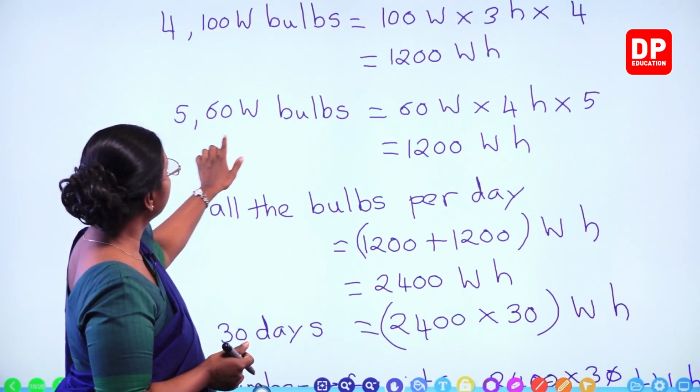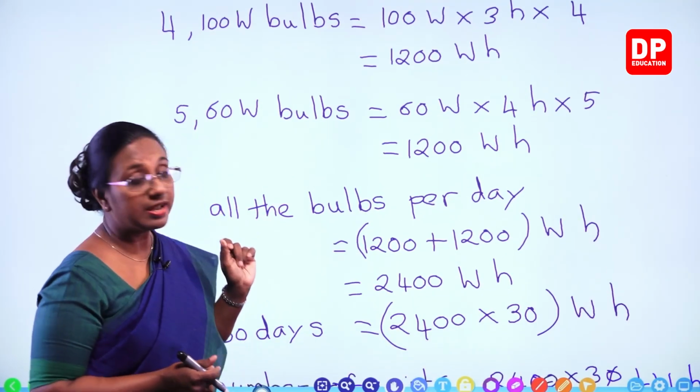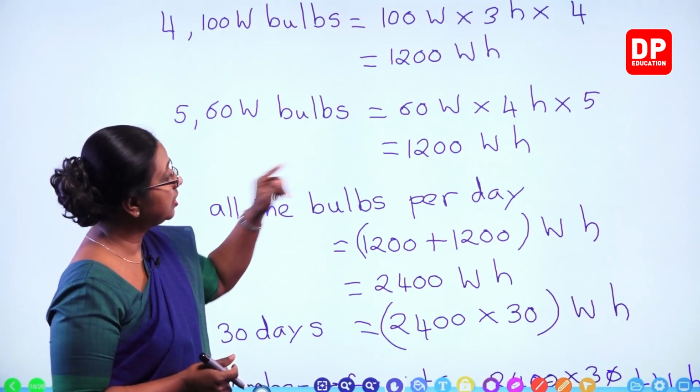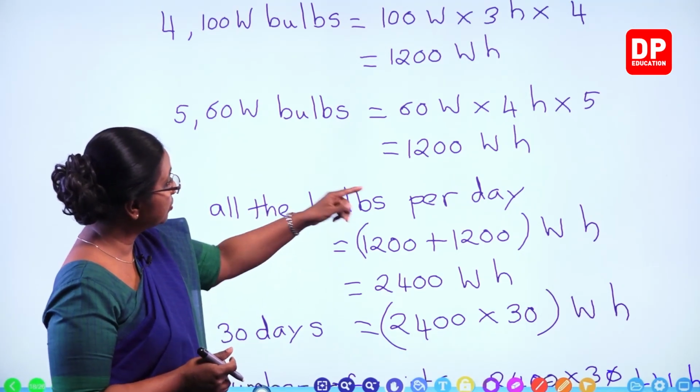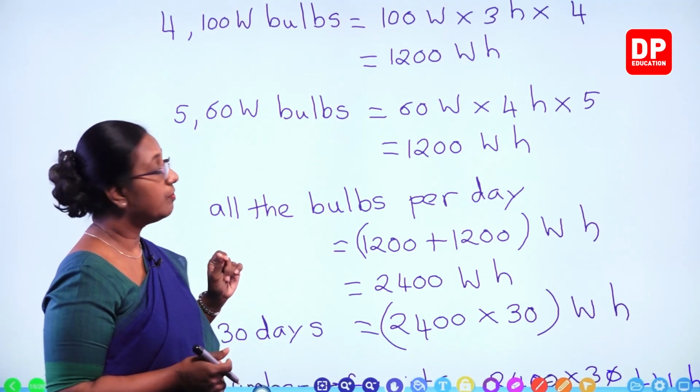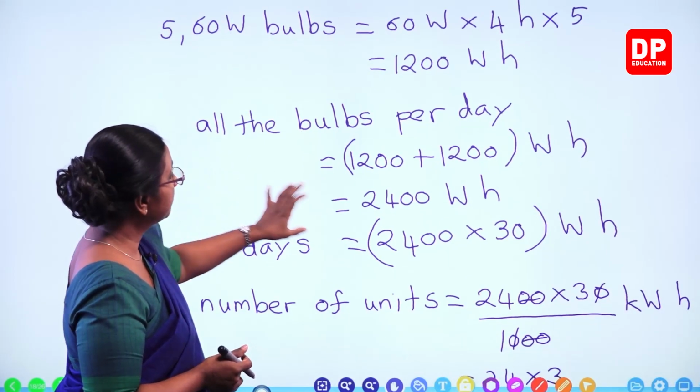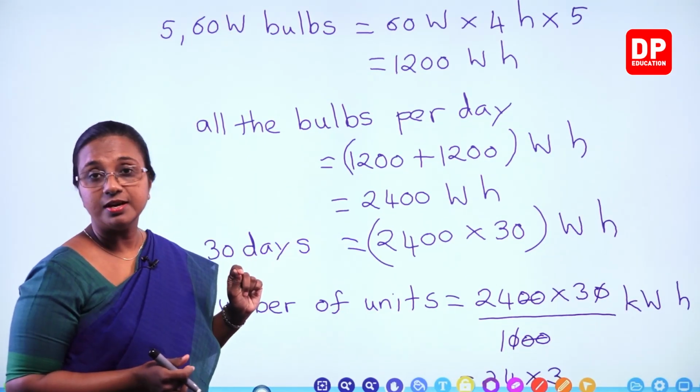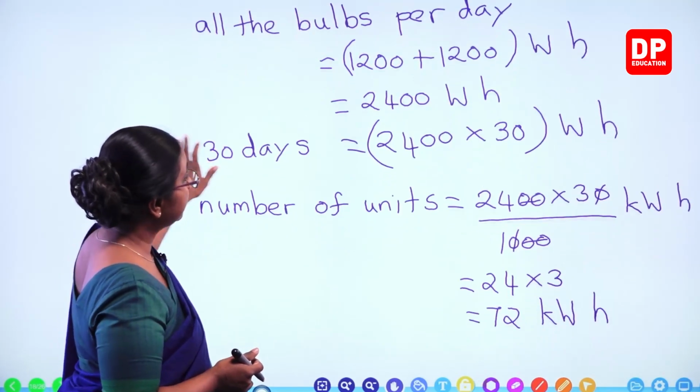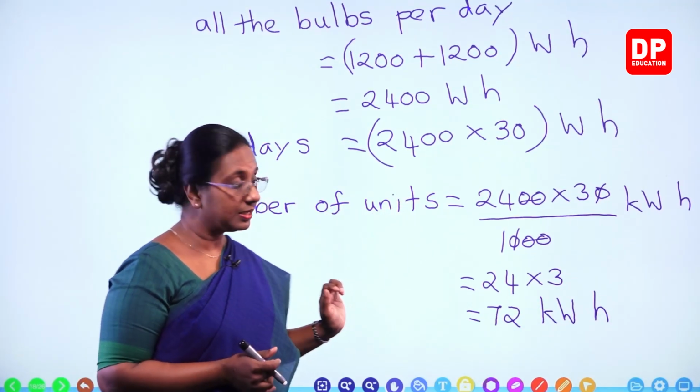Then 5 bulbs, 60 watts each, for 4 hours per day. So 60 into 4 hours into 5, that is also 1200 watt hours. Then all the bulbs per day, you get 2400 watt hours. For 30 days, you need to multiply that by 30.